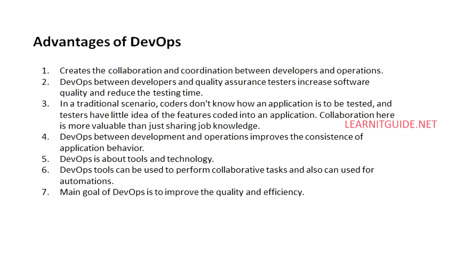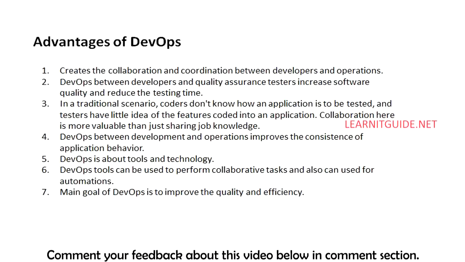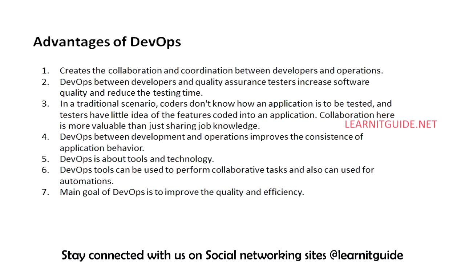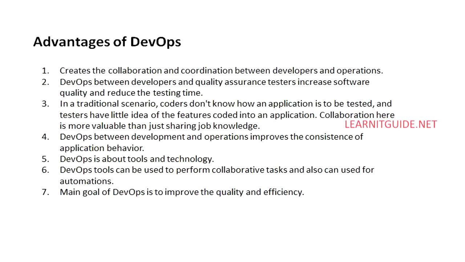DevOps is about tools and technologies. DevOps tools can be used to perform collaborative tasks and also can be used for automations. The main goal of DevOps is to improve the quality and efficiency. These are the basic advantages of DevOps.